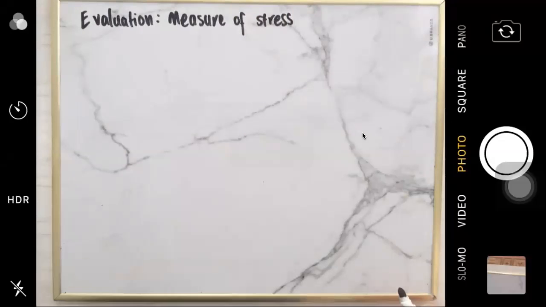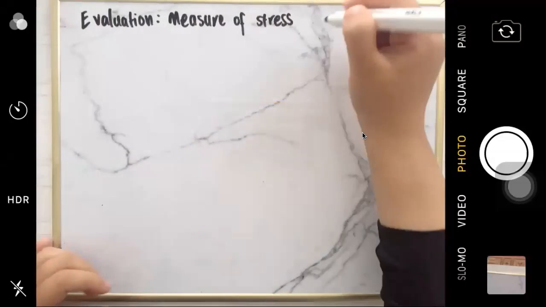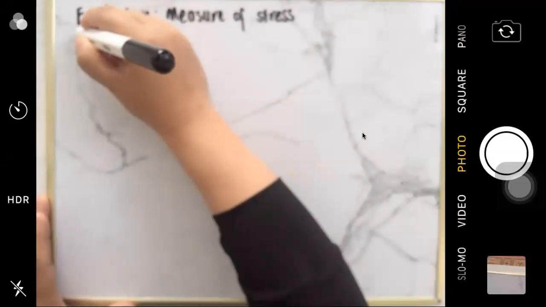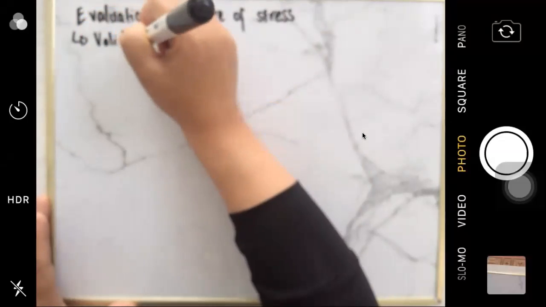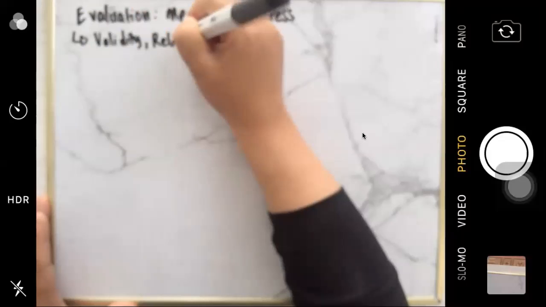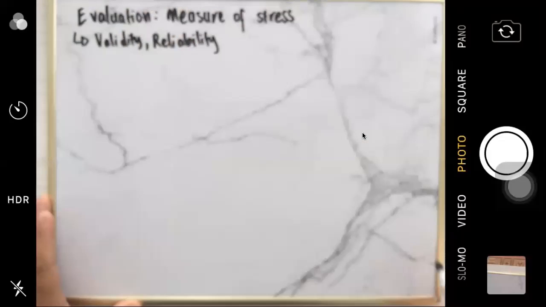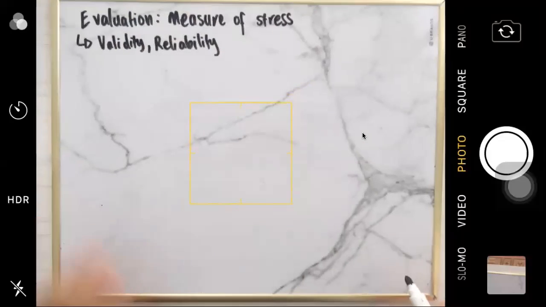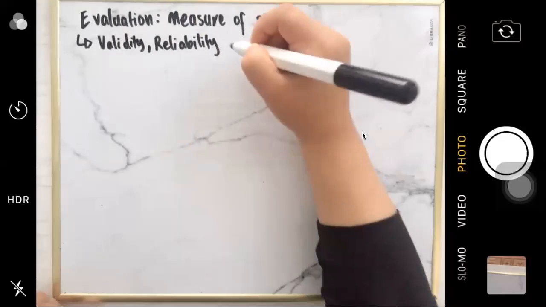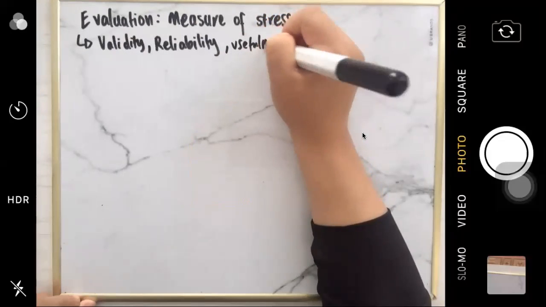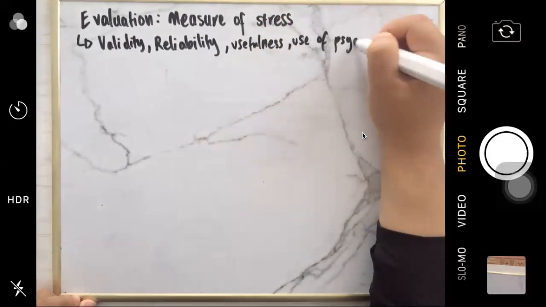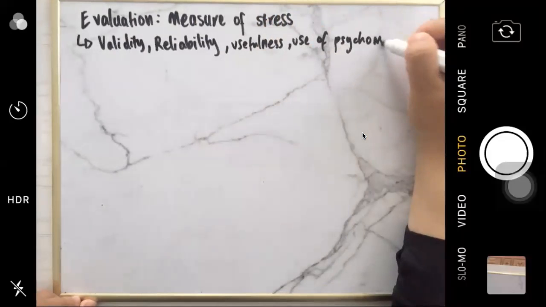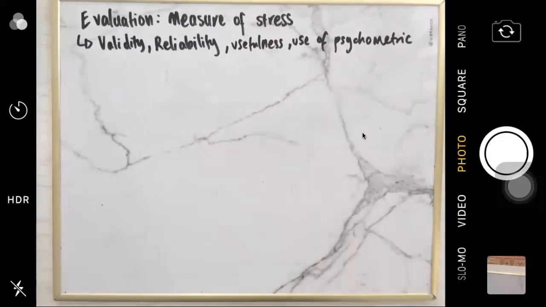Okay. Now today I'll just tell you what are the 4 evaluation issues I want to cover. So I'm gonna cover validity, reliability. What else? General usefulness and use of valuable.